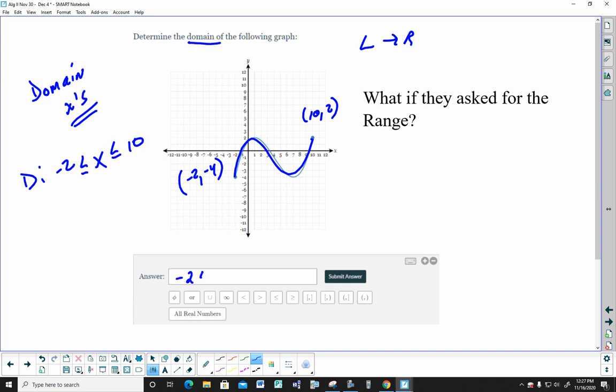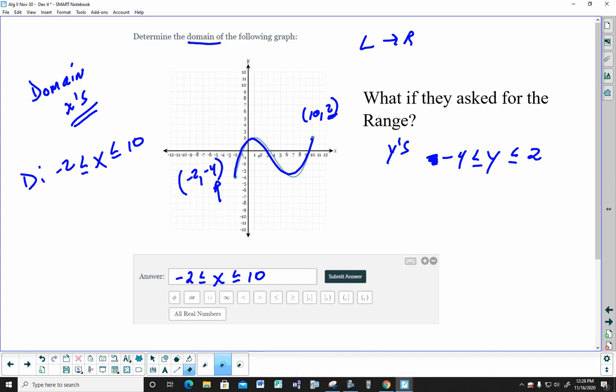Answer: -2 less than or equal to x less than or equal to 10. That's what you'd write, and you'd submit your answer. Okay? If they asked the range, if instead of domain they said range, range are the y's. It's as low as -4, and it's as high as 2. So the y's are trapped between, it's bigger than the smallest number, sorry about that, and it's smaller than the biggest number.